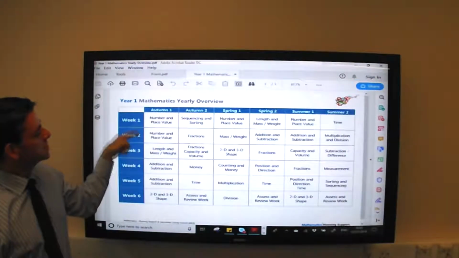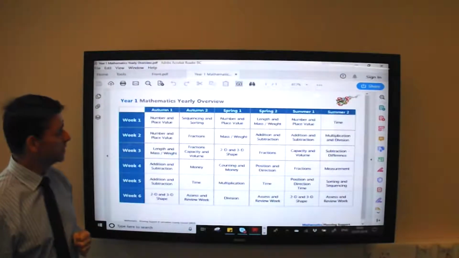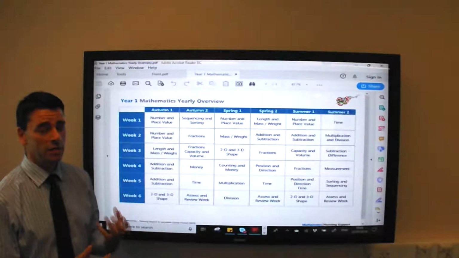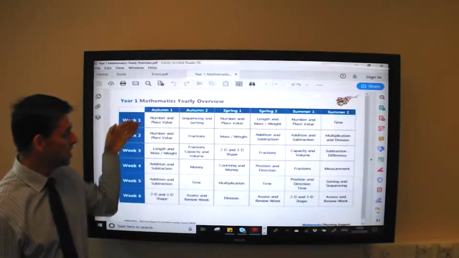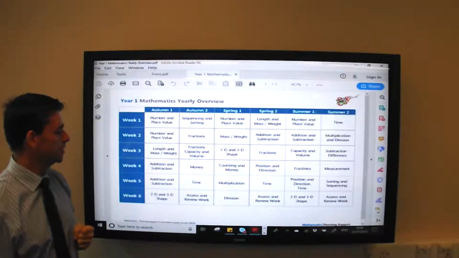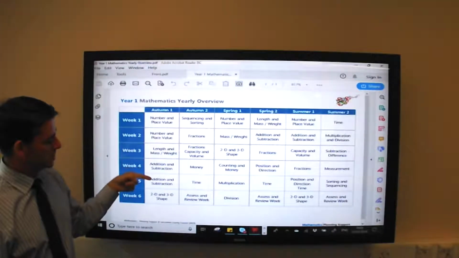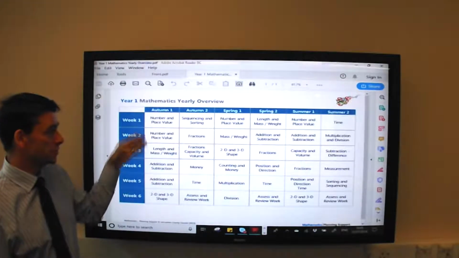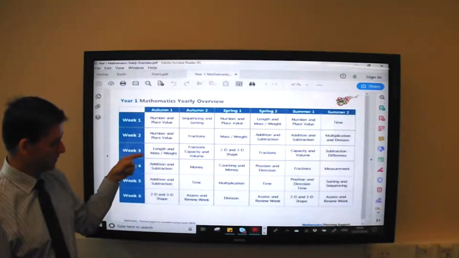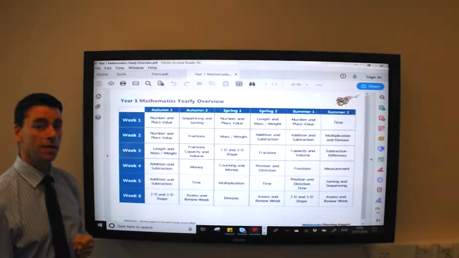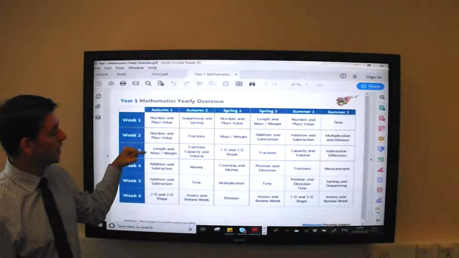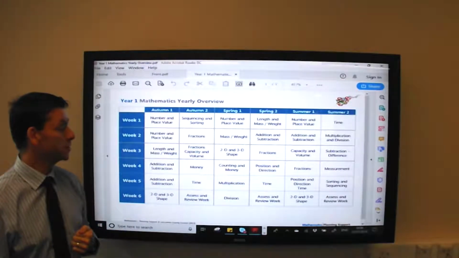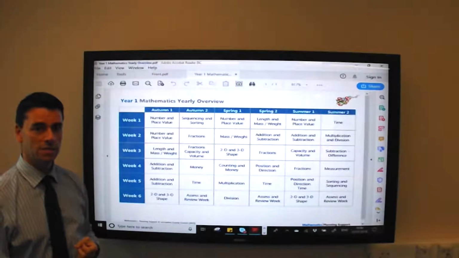There are weeks that link very directly with each other, like these two first ones here, both number and place value, where incredibly important building blocks for learning mathematics are covered very early on in the year. Then we've got other weeks that follow, and they often apply or use some of the knowledge from previous weeks. So here, for example, this measurement unit on length and mass or weight is directly applying some of the knowledge of ordering and comparing numbers and understanding numbers from the previous 2 weeks.